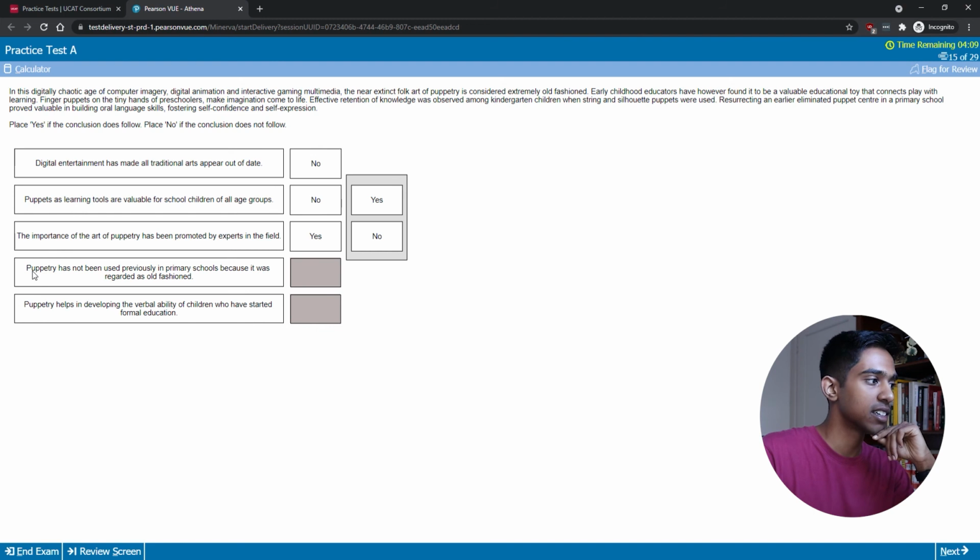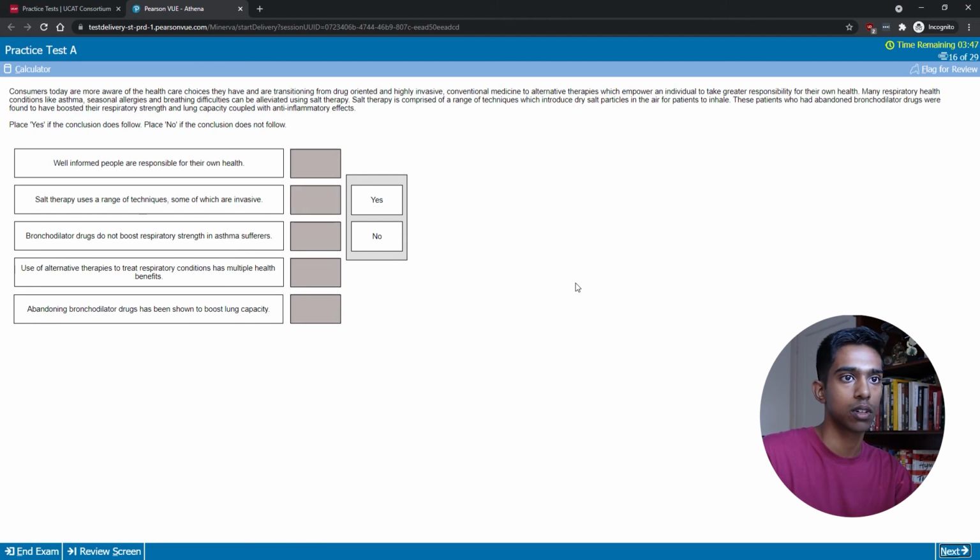so I'd say yes. Puppetry has not been used previously in primary schools because it was regarded as old-fashioned. No, that's not true because there was a puppet center before. Puppetry helps in developing the verbal ability of children who've started formal education. Valuable in building oral language skills, fostering self-confidence and self-expression. So this would be true.